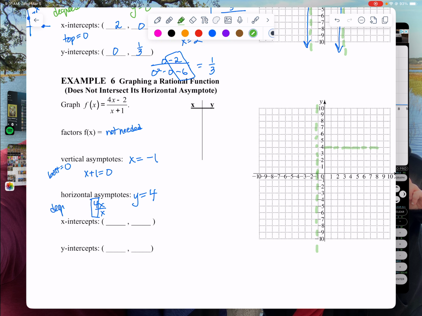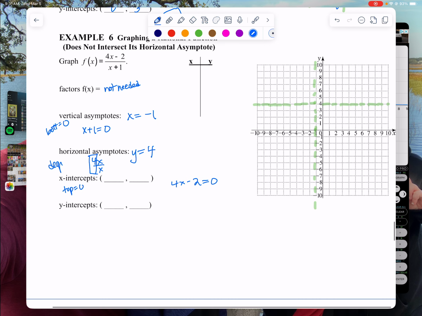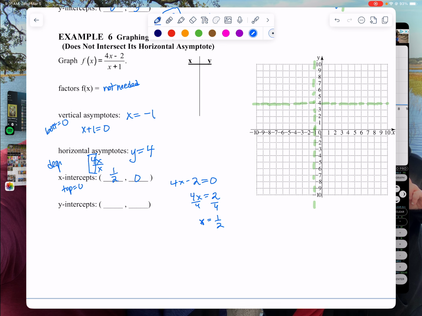All right, let's go ahead and find my x-intercepts. My x-intercept, remember that's when you set the whole thing equal to 0, but the bottom just cancels out. So we're just going to say where the top is equal to 0. So I'll work that one out. 4x minus 2 equals 0. So 4x is 2. So when I divide by 4, I get x is 2/4 or half. So my x-intercept is at a half. Right there.